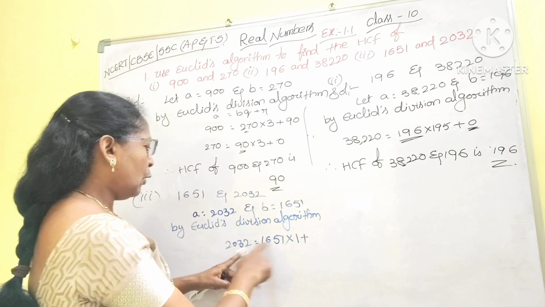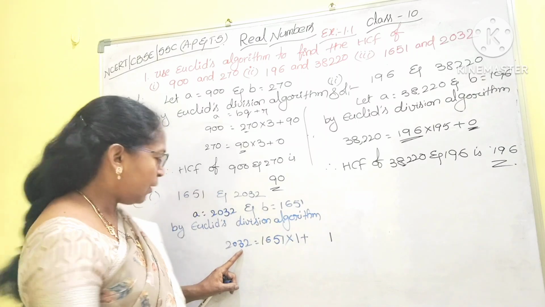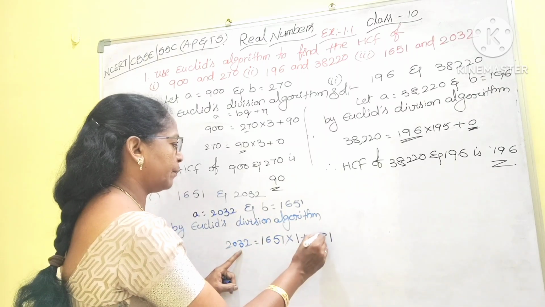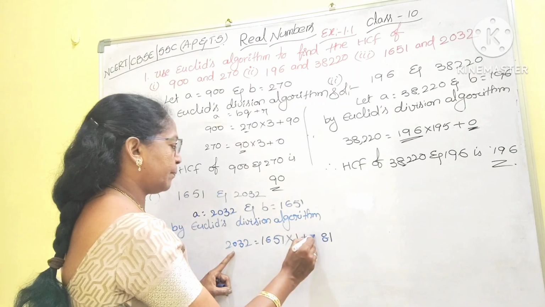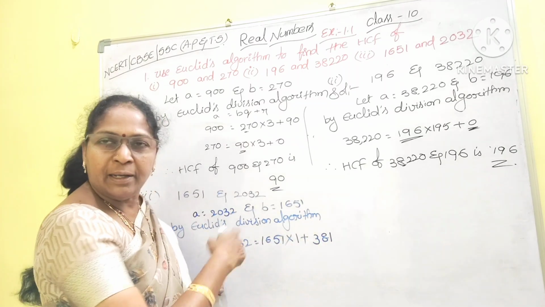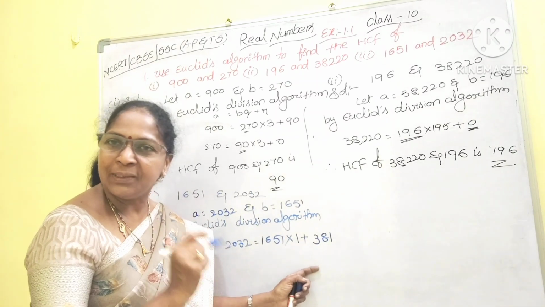Now subtract. 2 minus 1, 1. 3 minus 5 is not possible. Borrow 1, 13 minus 5, 8. Here 0 becomes 9. 9 minus 6, 3. And here already we have given 1. So 1 minus 1, 0. The remainder equal to 381.